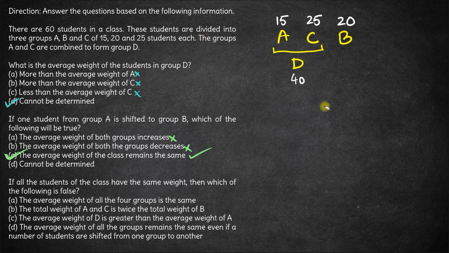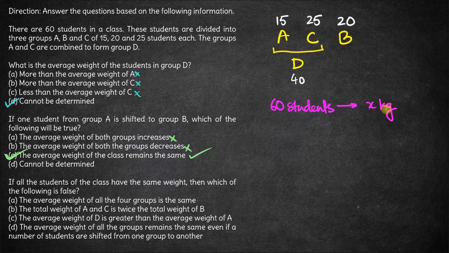Now let us look at the last question in this set. If all the students of the class have the same weight, then which of the following is false? So we know the average weight of all the students is the same. So there are 60 students and the weight of each student is, let's say, x kg.